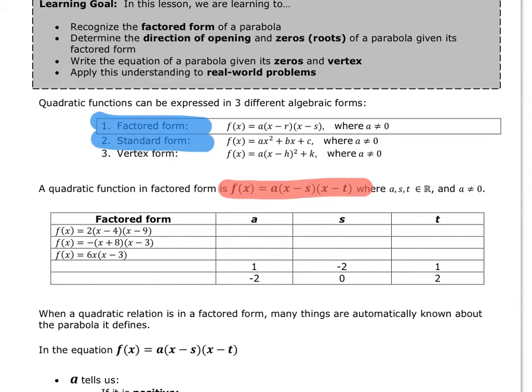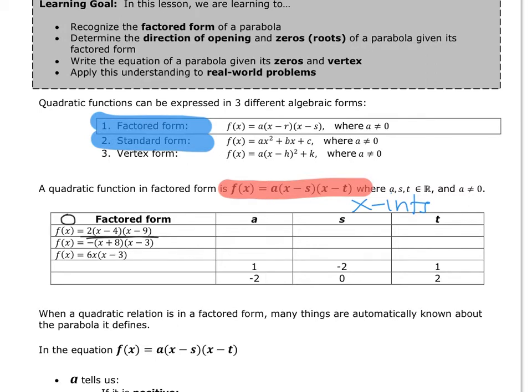Okay, so let's go to factored form. We've got an A, an S, and a T. All you need to know right now is that S and T are x-intercepts, okay? So there are either 2 x-intercepts, 1 x-intercept, or no x-intercepts. So without knowing anything else, can you read off right here which are the x-intercepts? So you're going to ask yourself, if f at x was 0, what does x have to be?